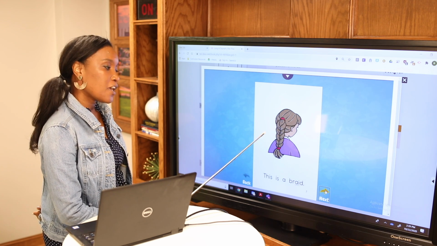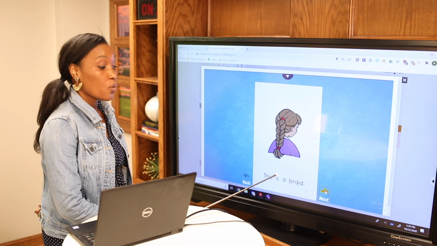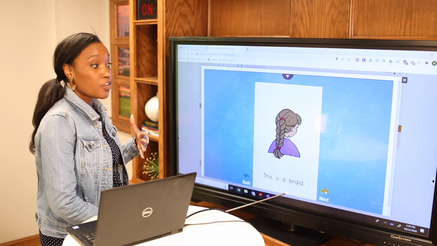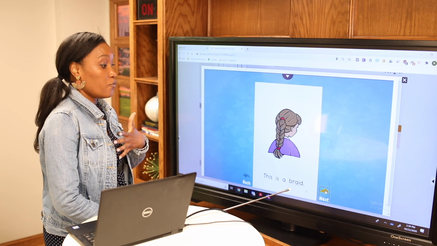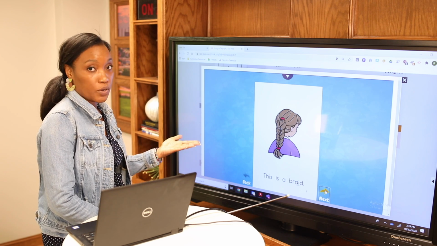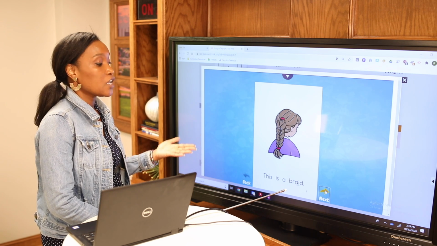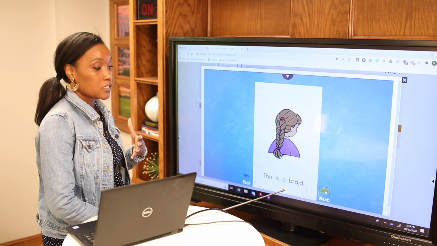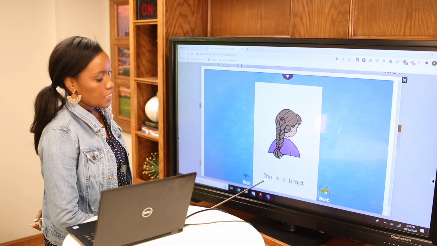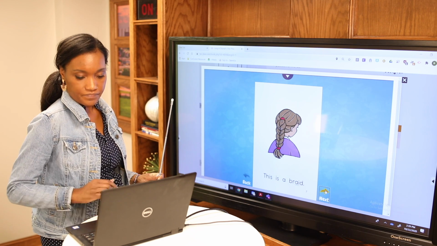So remember, pictures help us remember what words are that we didn't know before, and they help us figure out what the words are initially. That means from the start of our reading. As soon as we see the picture, it'll help us understand what the sentence may be saying. This is a braid.